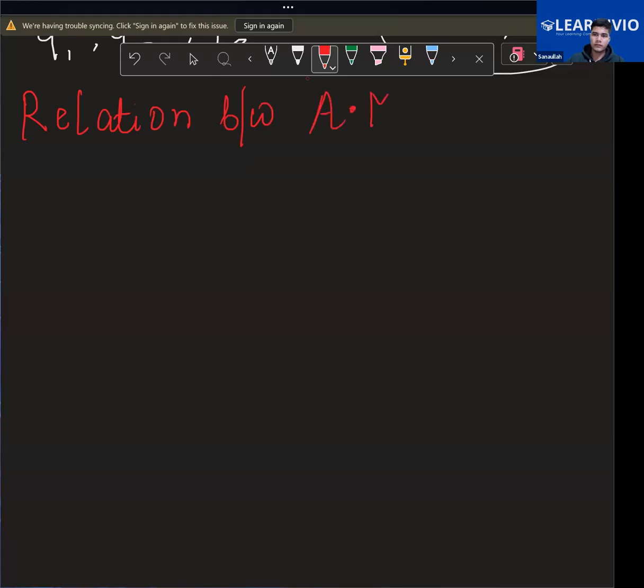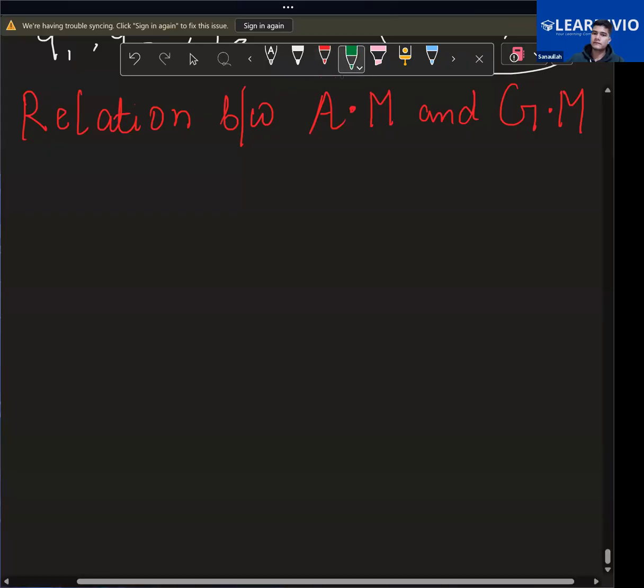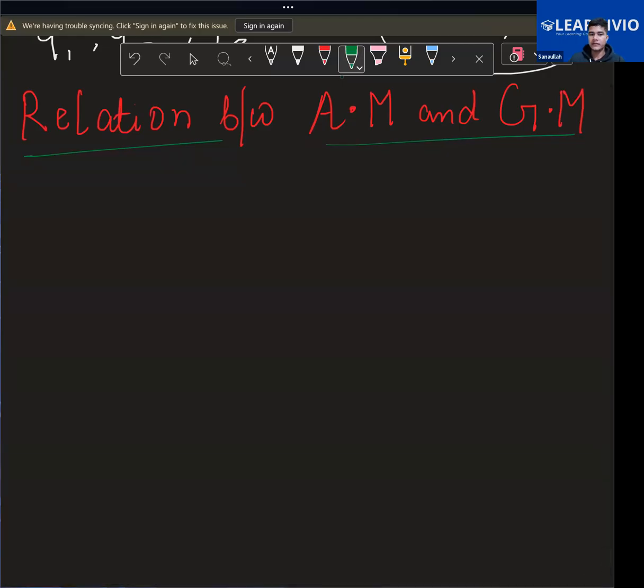No, sir. What do you mean by geometric mean? Geometric mean of positive numbers. If we have two positive numbers a and b, then the geometric mean will be root ab.